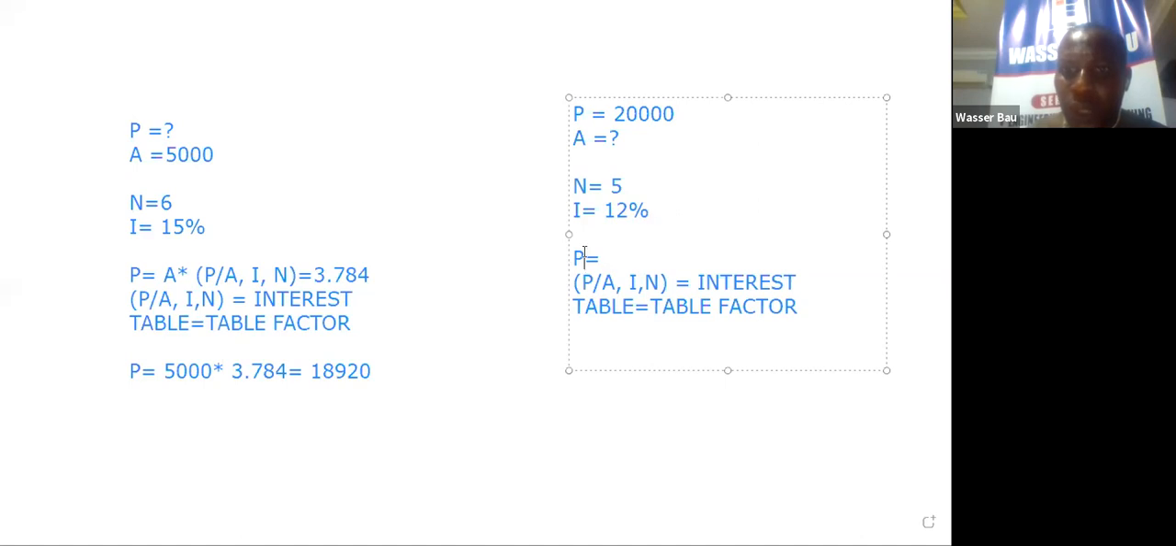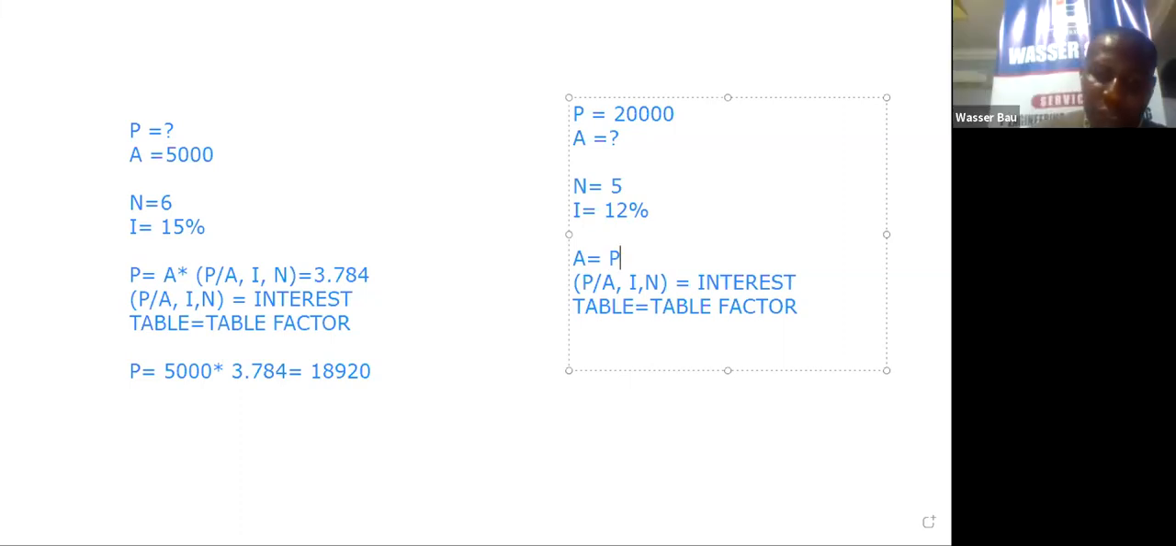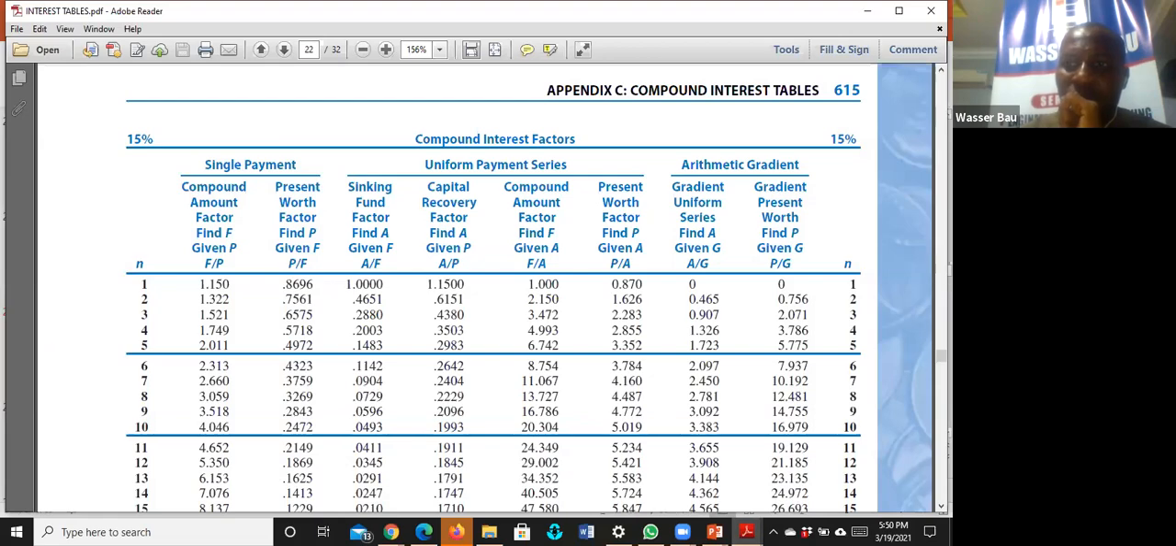So A will now be what you are given multiplied by the table, the interest factor table, which will now be A divided over P, given I and given N. Okay? So here will be A over P. Okay? So let's go to our table. So we'll go to our table now. Which of the tables are we using? Before I go to my table, I have to also share screen and go to my table. So I'll first of all go to 12%.